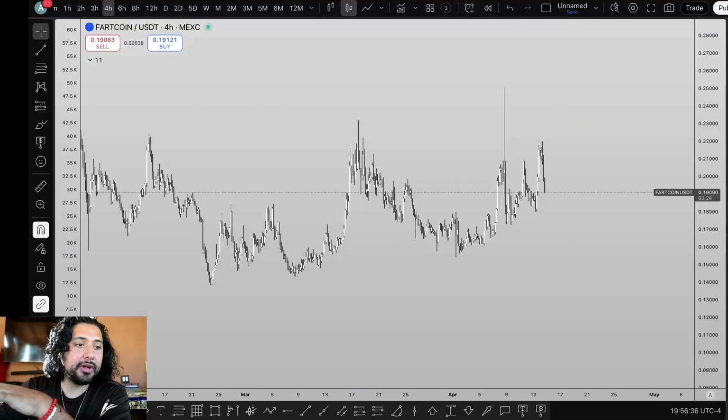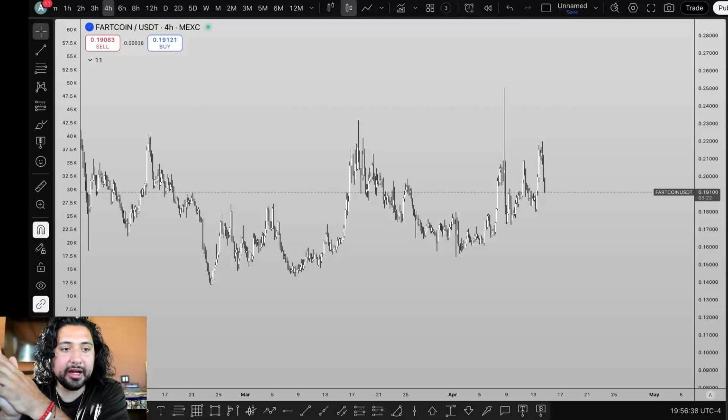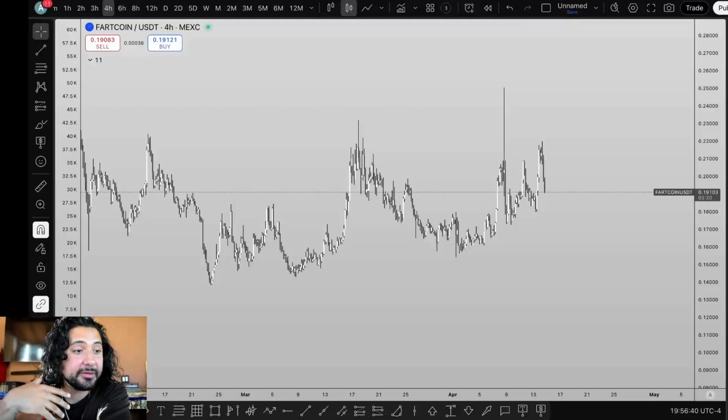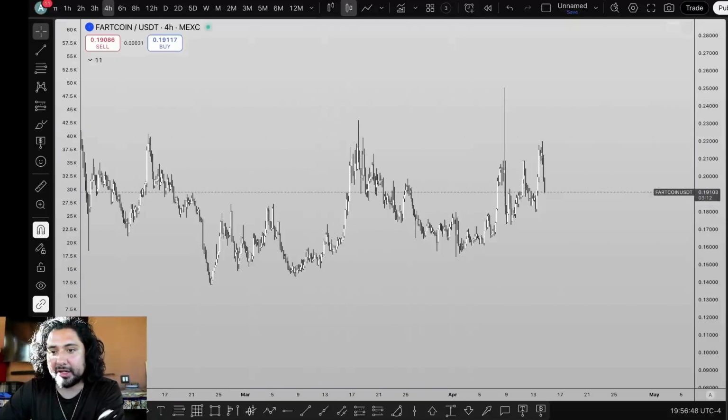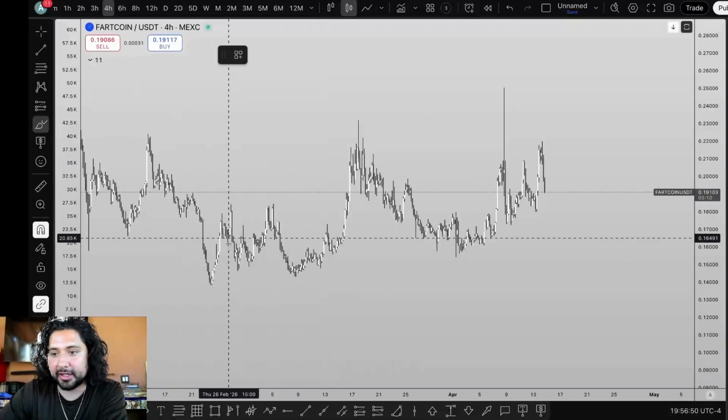And this is Farcoin right now, and I'm going to show you an example of how you don't need to use the time frames that I do. You know how on the right side of my chart I have the monthly structure and all that? Just by using your eyes, you can see right here what the market structure is right now.